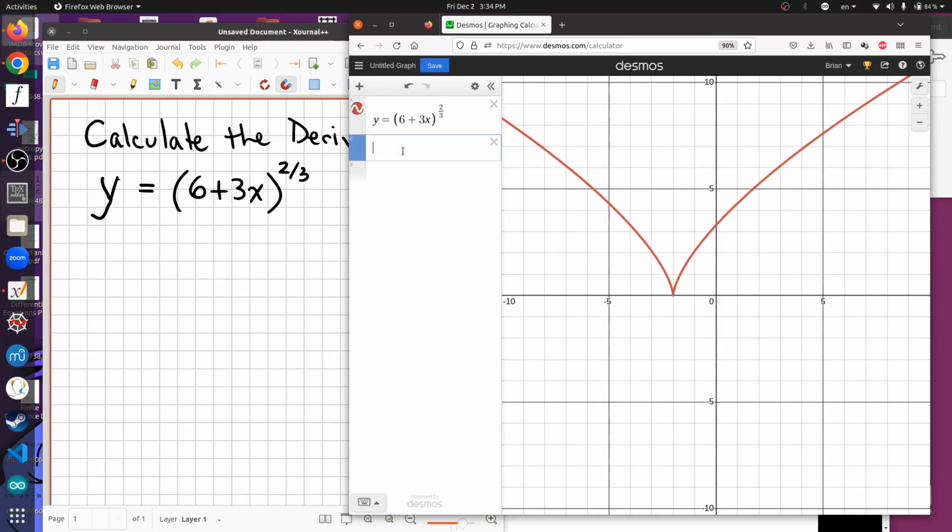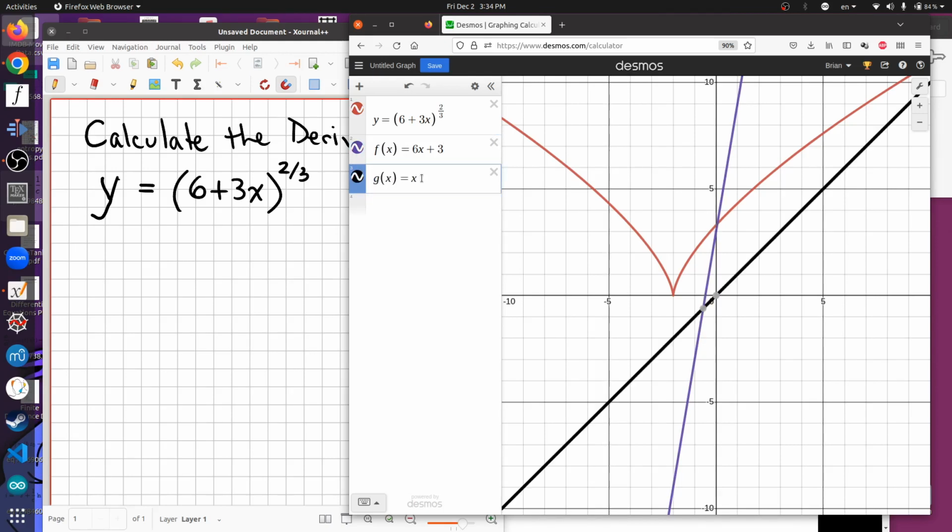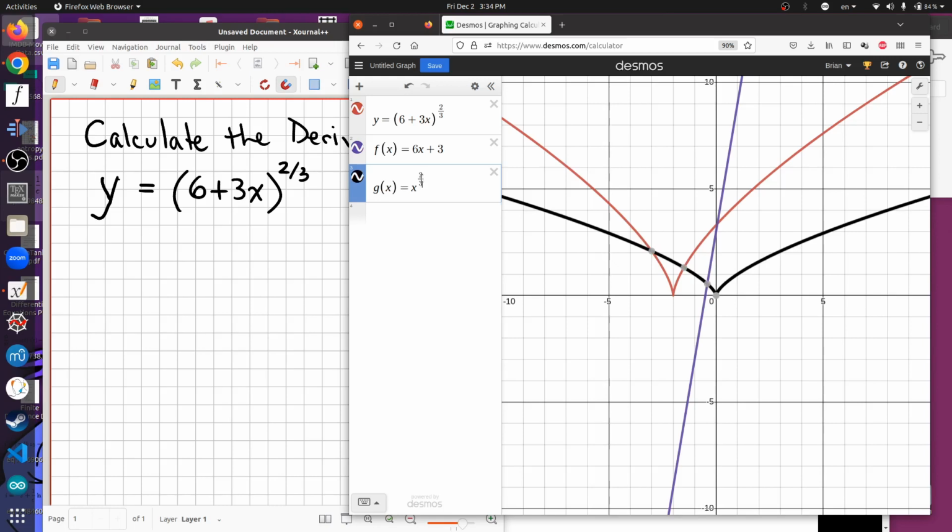So taking a closer look at this function, we can see that we're really doing two things in sequence. I could say that f of x is 6 plus 3x, and then say that g of x, a separate procedure, is x to the 2/3, and x is just the number that we put in. So we have these two things we're going to do to a number: multiply by 3 and add 6, and then take the result and do x to the 2/3.